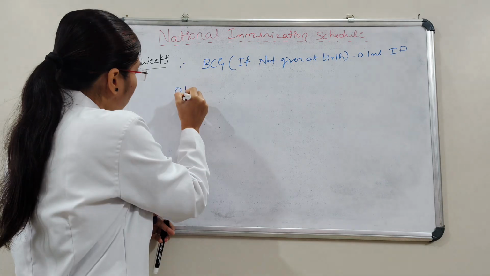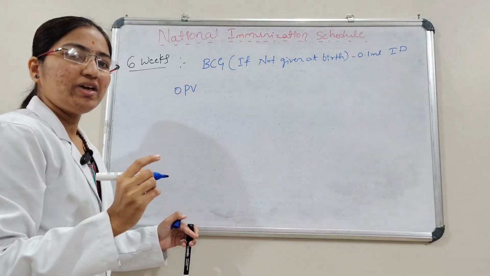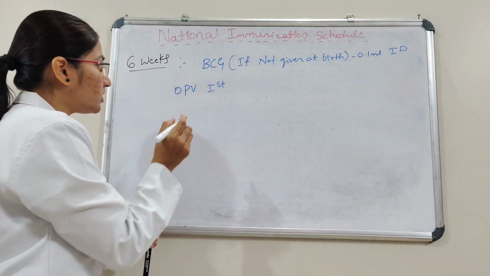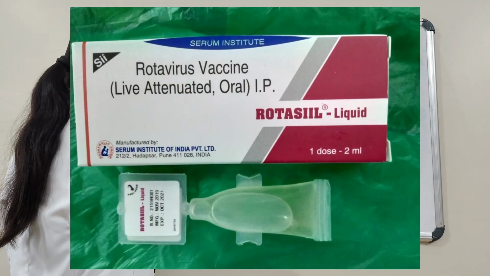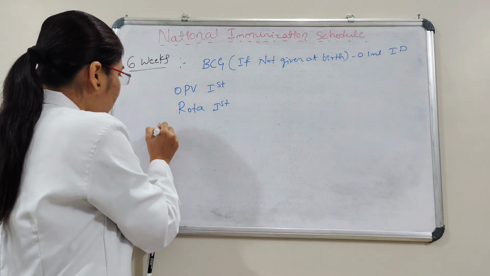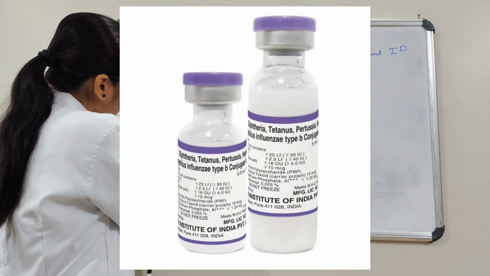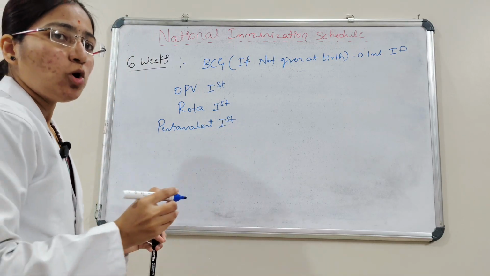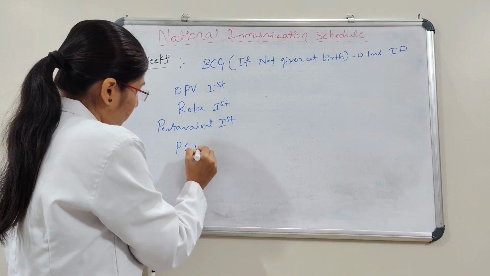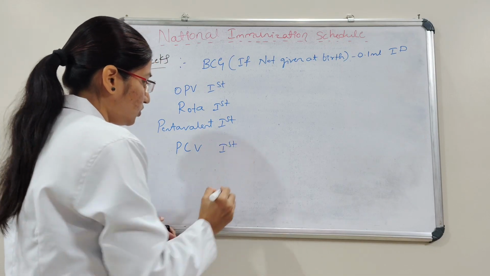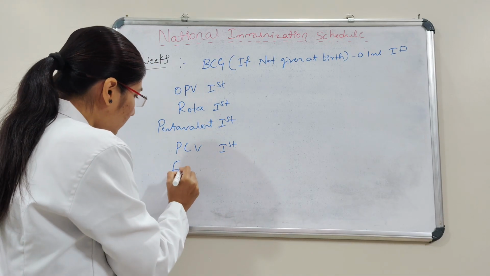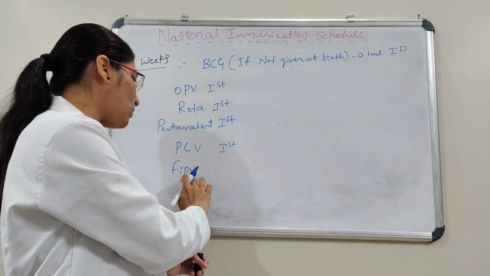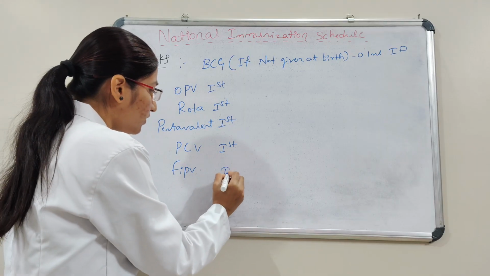And then OPV first dose here. OPV first and then Rota first and then pentavalent first dose, and then pneumococcal conjugated vaccine. This is also the first dose, and then FIPV, that is fractional inactivated polio virus vaccine, that is also the first dose.